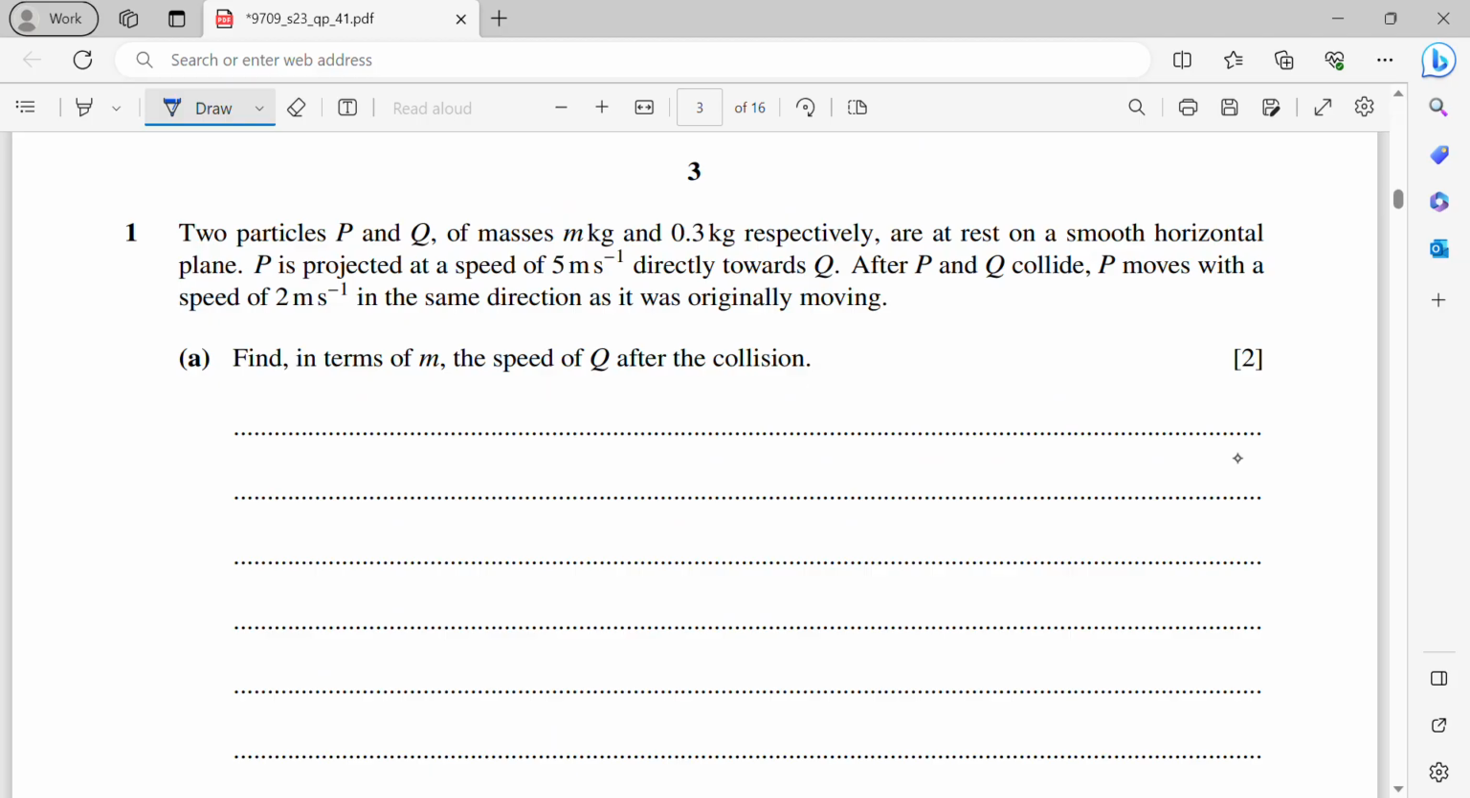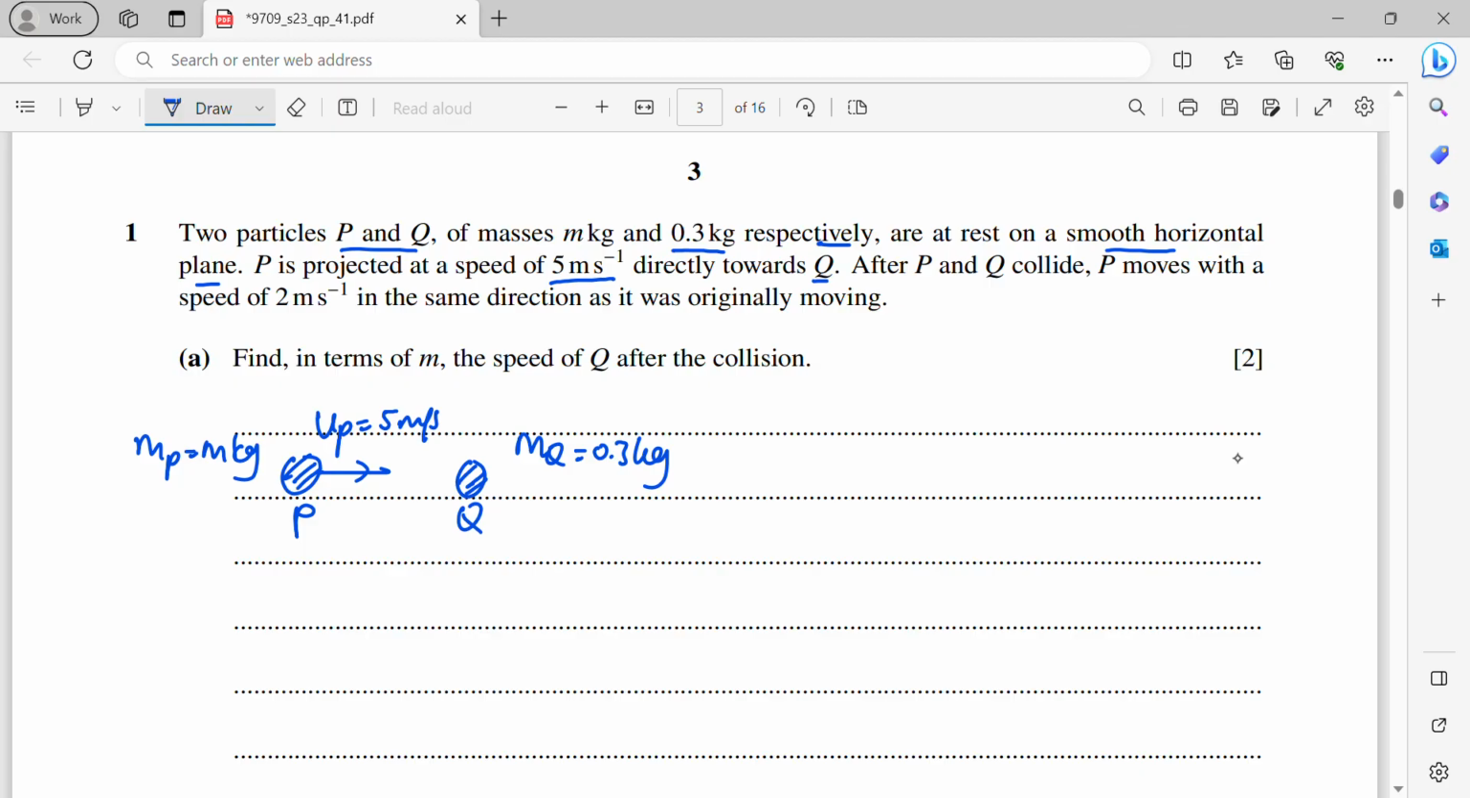Question number 1. Two particles P and Q of masses m kilograms and 0.3 kilograms respectively are at rest on a smooth horizontal plane. So given two particles P and Q, the mass of P is m kilograms and the mass of Q is 0.3 kilograms. Now, at first they are at rest. Then P is projected at a speed of 5 meters per second directly towards Q. So the UP becomes 5 meters per second.